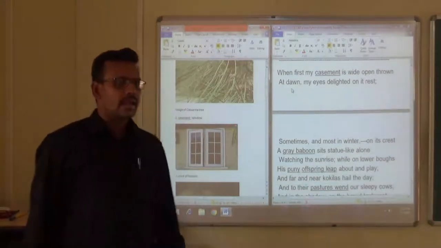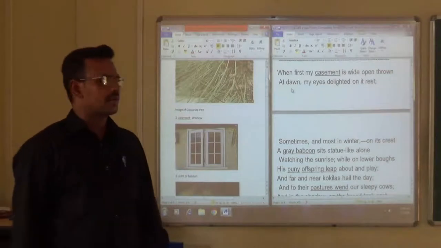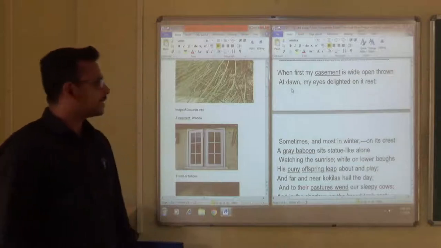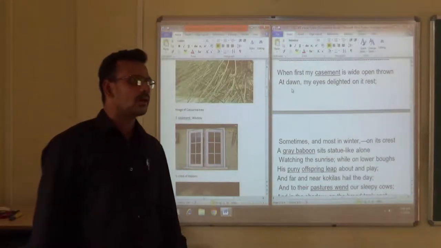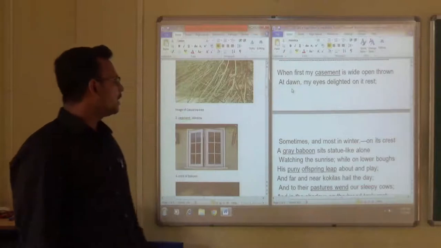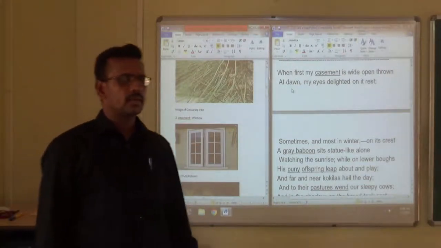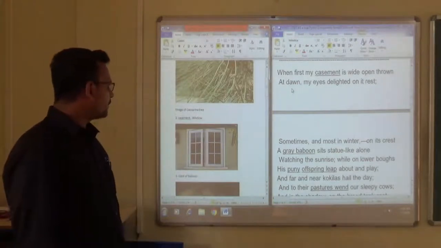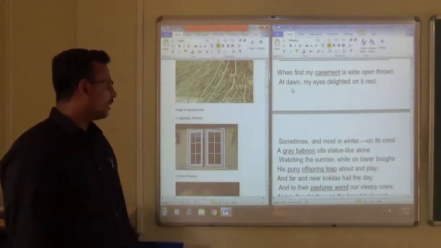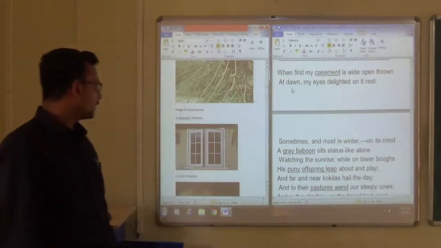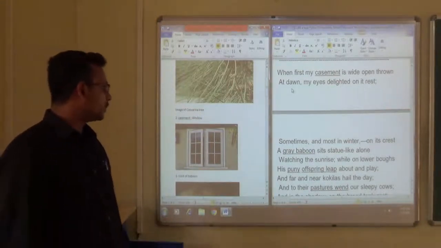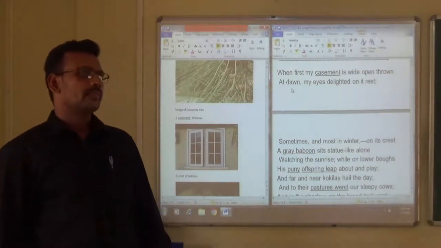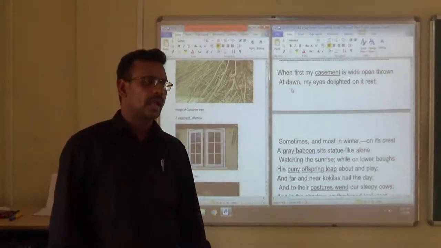At dawn my eyes delighted on its crest. So here the word my refers to the poet. So her eyes delighted, her eyes are joyful, are happy to see the Casuarina tree through the window. The next line says, sometimes and most in winter, on its crest, a grey baboon sits statue-like alone. So here, the poet notices the happenings around the Casuarina tree.